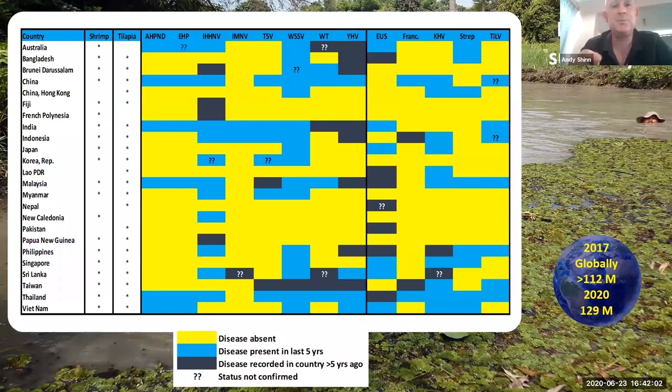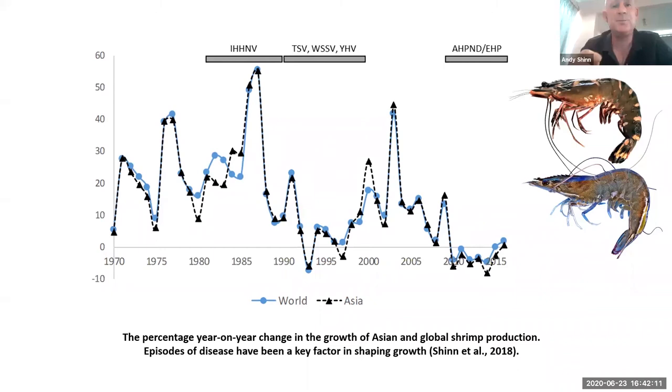So by doing this, we can follow, if you like, the fortunes or challenges to the shrimp industry over the last 50 years. You can see in the mid-80s and mid-90s, a number of serious challenges, mostly from viruses, from yellowhead, from Taura syndrome virus and white spot virus. But perhaps the most challenging period that we're going through at the moment is where we've had AHPND and EHP, Enterocytozoon hepatopenaei, where you can see that the production has gone into negative growth.